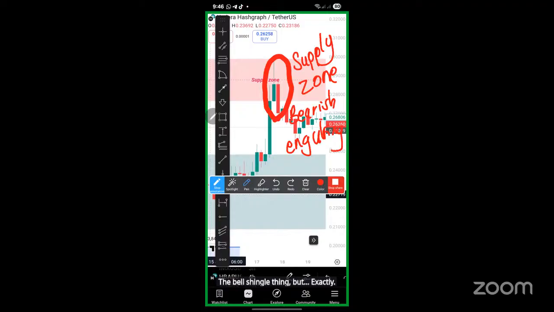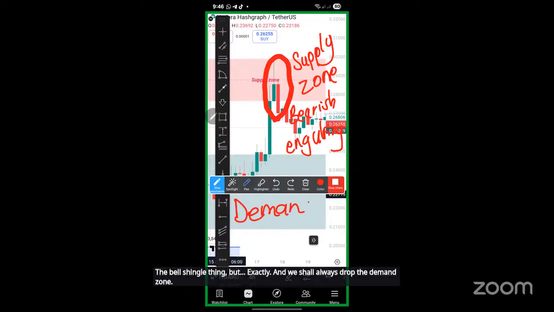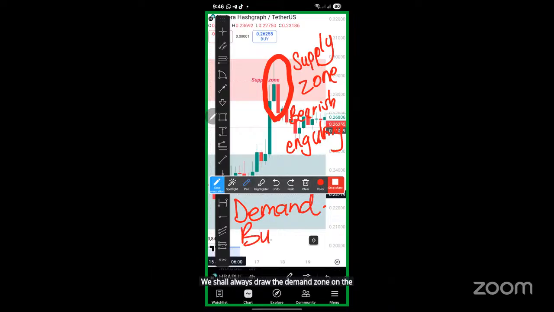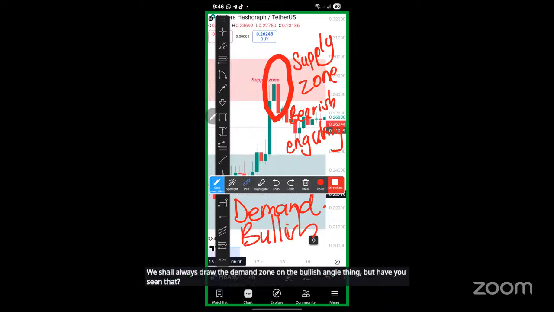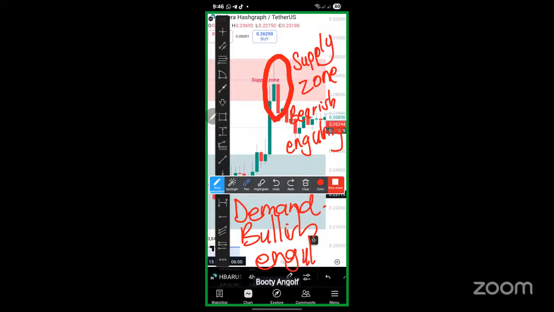And we shall always draw the demand zone on the bullish engulfing bar. Have you seen that? Bullish engulfing bar.